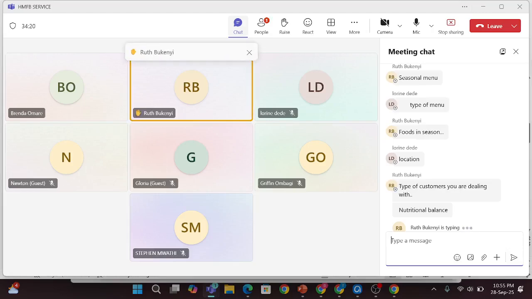Like in our own homes, we are caterers or we are planners. So you can just write those things that you think you consider first before settling on a meal to take on a particular day. Yes, Ruth?